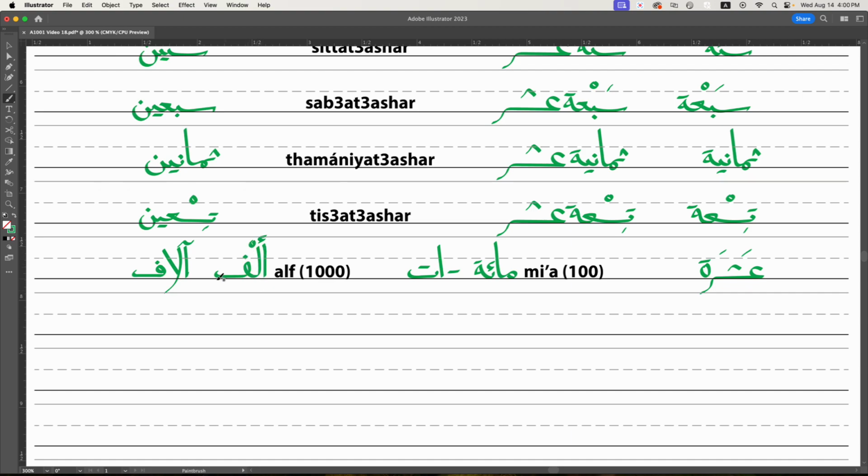Alf, it looks like alif. Alf is 1,000, and its plural is alaf. Here's our alif madda character that gives us a hamza and then a long alif. So alaf is thousands.